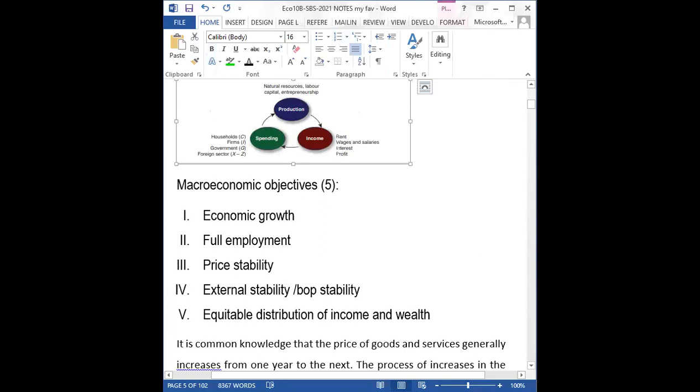Full employment basically measures the extent of utilization of resources within the economy: to what extent we are utilizing the labor, the natural resources, the capital, and the enterprising skills. For this particular module, we are mostly interested in the utilization of labor resources, because labor resources are the main element that influences the consumption activities of households.